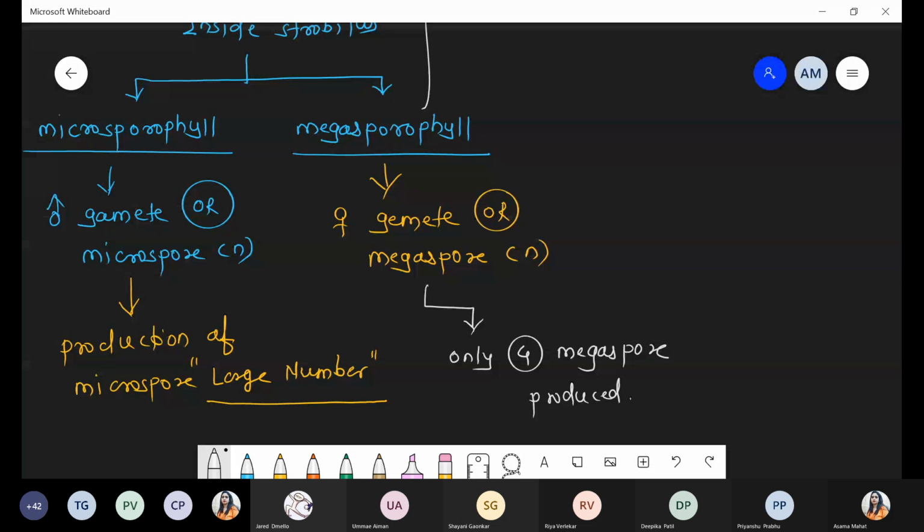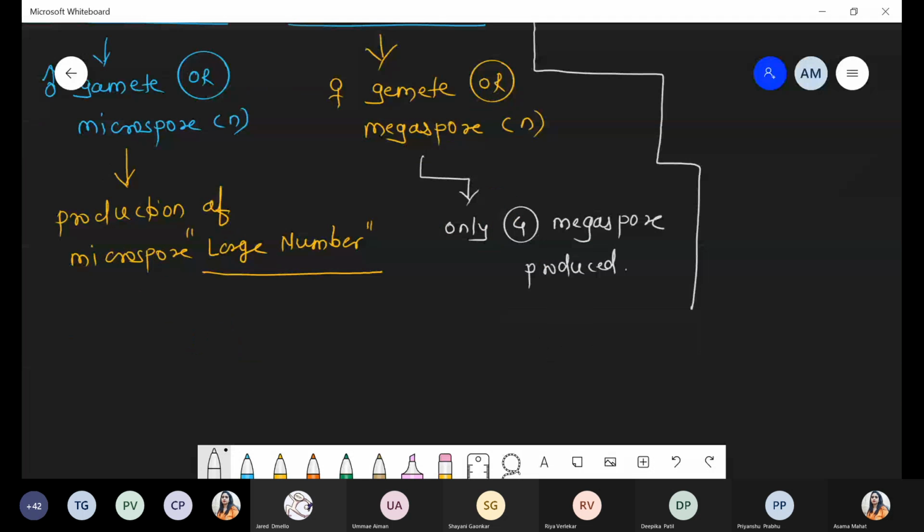Clear this point? Any doubt from this Selaginella? Please, if you have any doubt, you can ask me right now, because we are talking about Selaginella. It is an example of Pteridophyta which produces heterosporous spores. So please write down in big words: they produce heterosporous spores, megaspore and microspore.